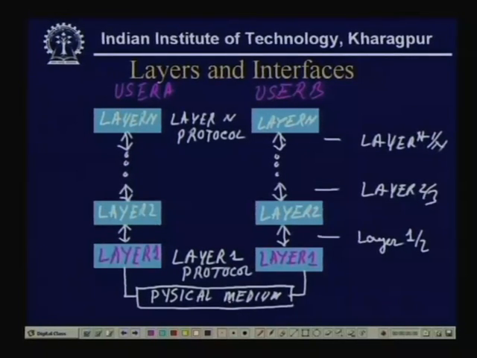So here I have drawn the diagram of two sides of two systems. Say here is user A, here is user B. As you can see, the data communication system has got n layers, which are communicating with each other through a physical medium. This is the basic concept of layers and interfaces.